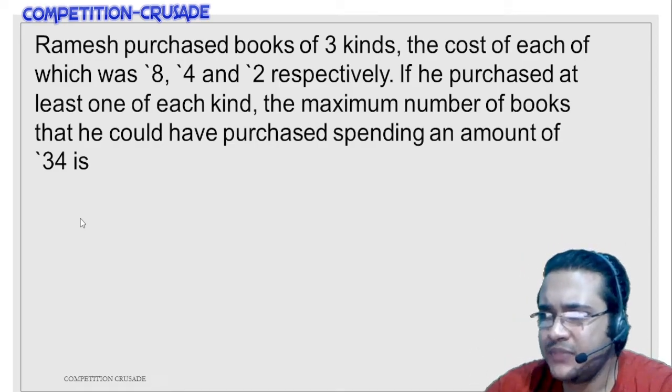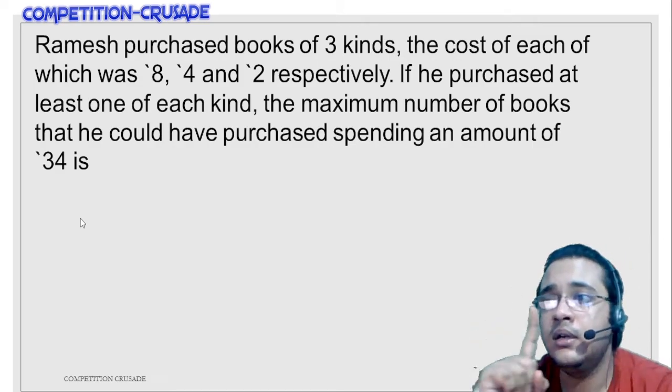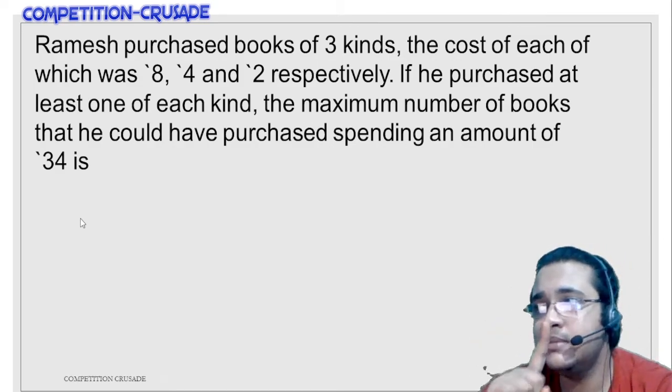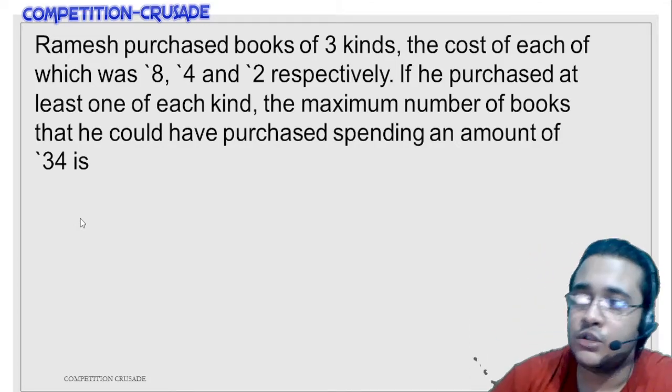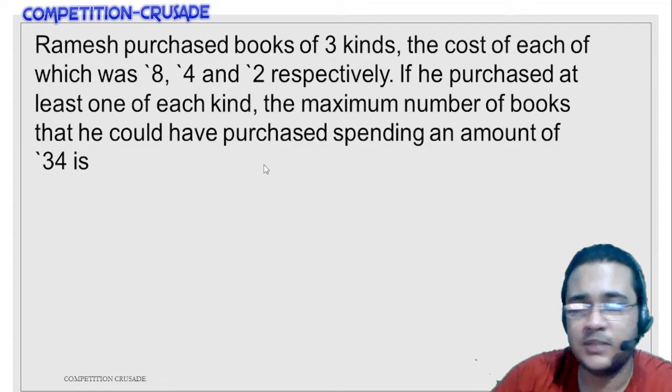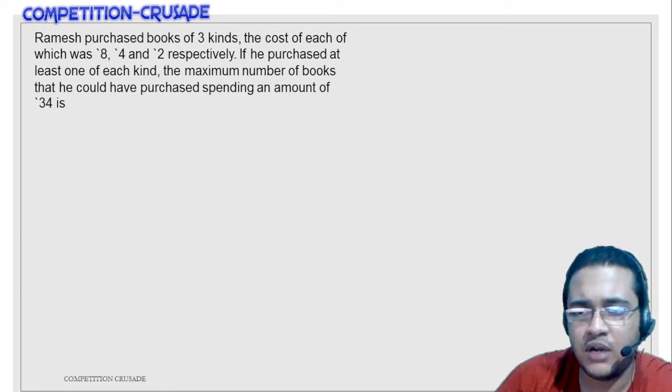Okay. Now the question is, if he purchased at least one of each kind, the maximum number of books that he could have purchased spending an amount of 34 is. So please understand, let me take you to the explanation palette. So understand what we need to do. Okay, so first of all, we need to form an equation. So how can we form an equation?